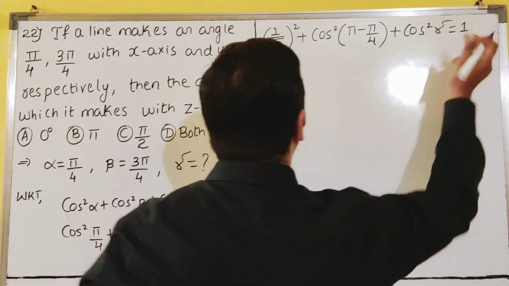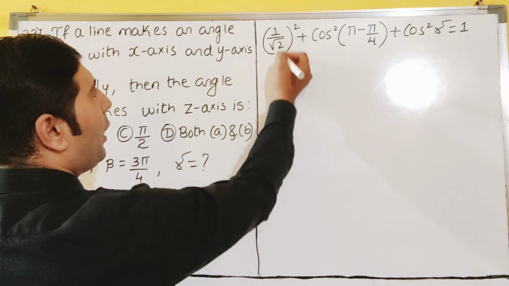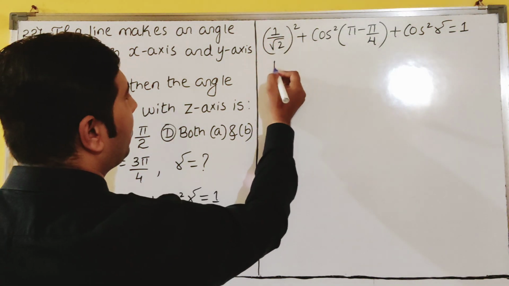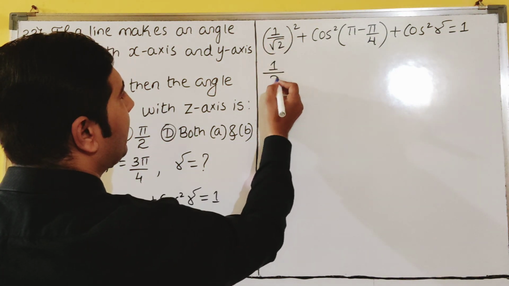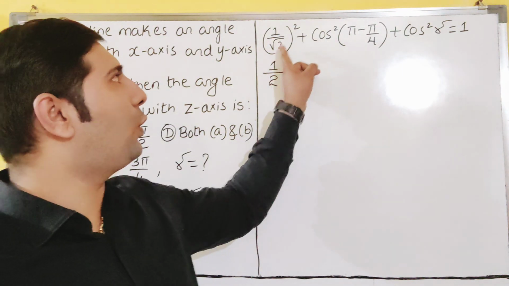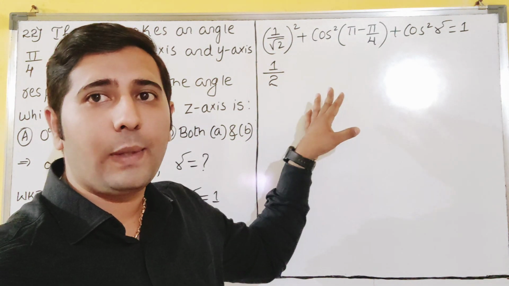Now see, 1 square belongs to both numerator and denominator. 1 square is 1. Square and root will get cancelled, and you will get 2 here. Root 2 whole square means 2. Square and root will get cancelled.